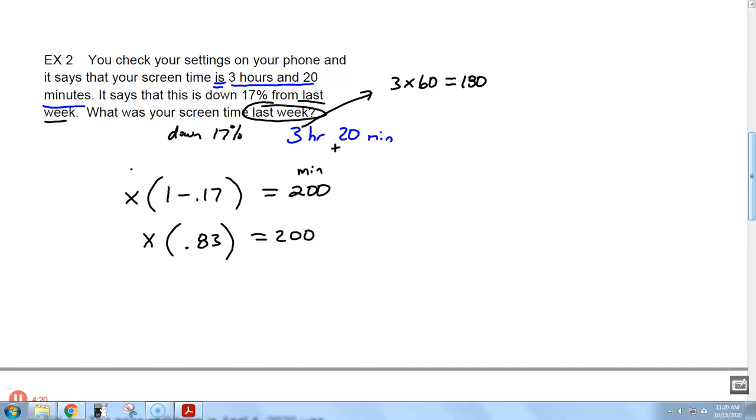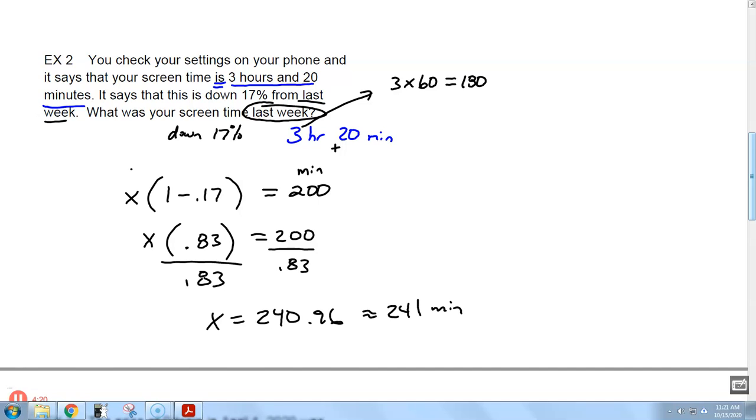Now to solve for x, we're just going to divide. This problem is working backwards. We're going back in time. So instead of multiplying, we're going to do the opposite and divide. We do 200 divided by 0.83, and we get x is 240.96. Let's call that about 241 minutes.